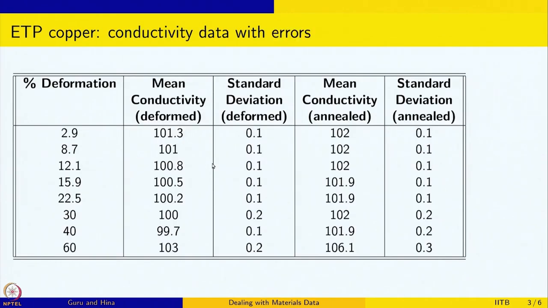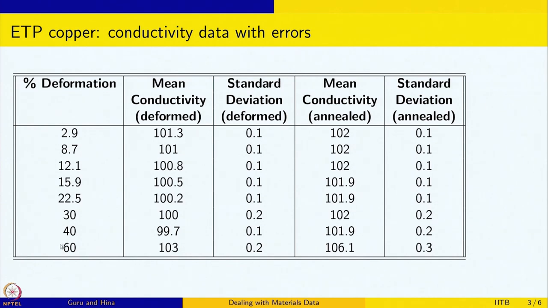For doing this, we are going to go back to the conductivity data from the electrolytic tough pitch copper from the thesis of Dr. Harshavardhana. And this data consists of 5 columns. This is the percentage deformation that was given to the sample: 2.9%, 8.7%, 12.1%, etcetera, up to 60% deformation. And in the deformed state, the conductivity measurements were made, and the mean conductivity and standard deviation is given.